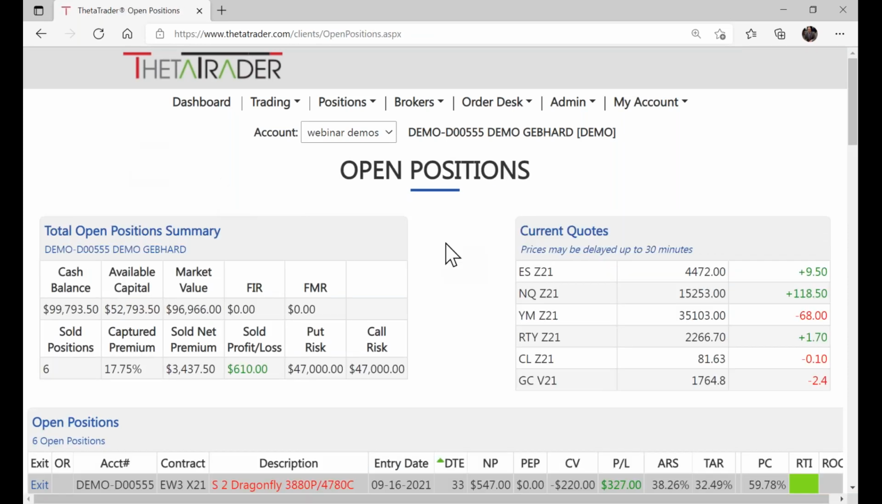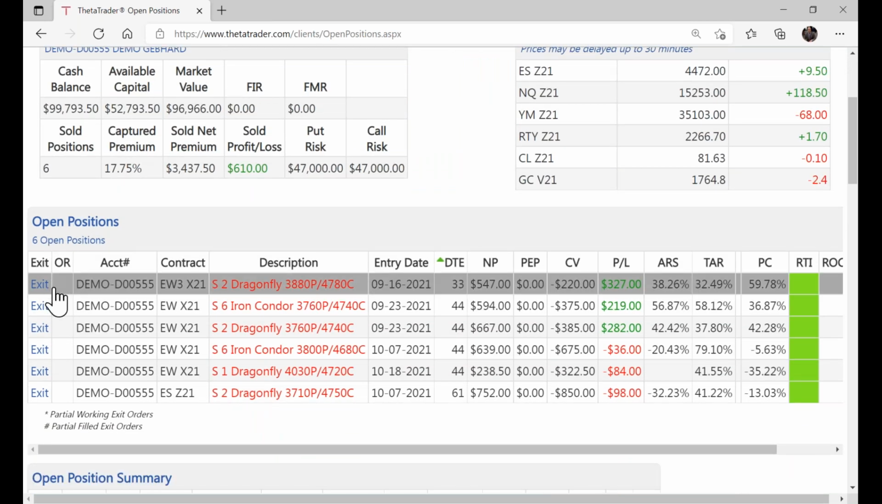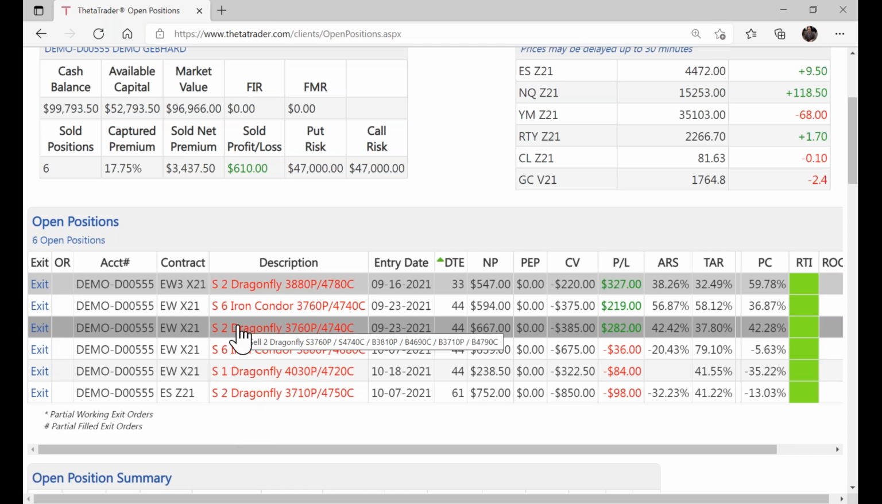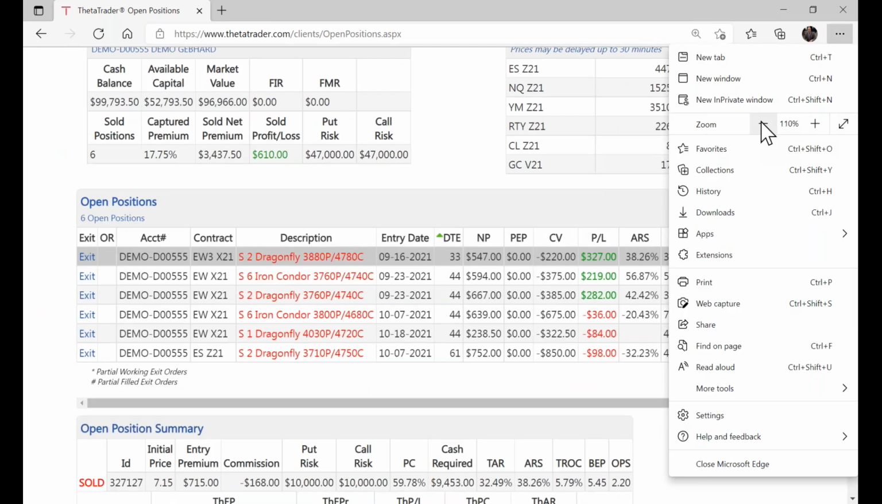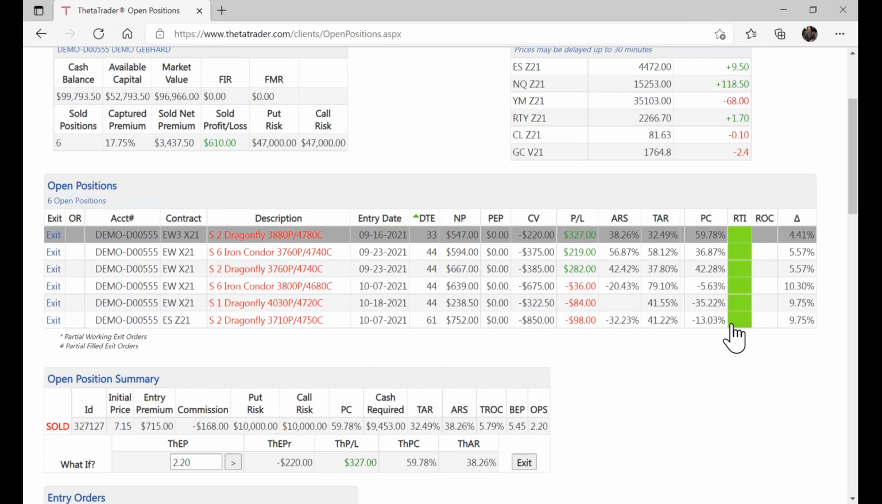You can look at everything on one page. And you'll see there are 6 open positions here, short spread positions, a combination of dragonflies and condors. And let me squeeze this page down just a little bit so you can see the whole thing. You'll see this green row here. That's called the risk thermal indicator.